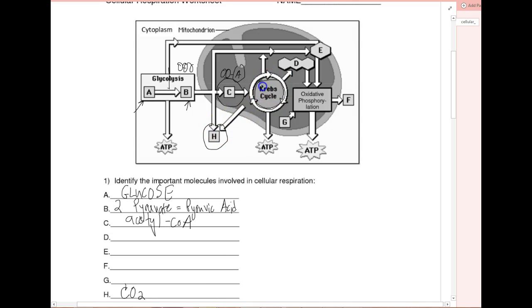In the process of the Krebs cycle, we rip off a lot of electrons and we load them up onto these electron carriers, right? This electron carrier right here is called FADH2. These electron carriers that we create in here and in here and in here, E is NADH.